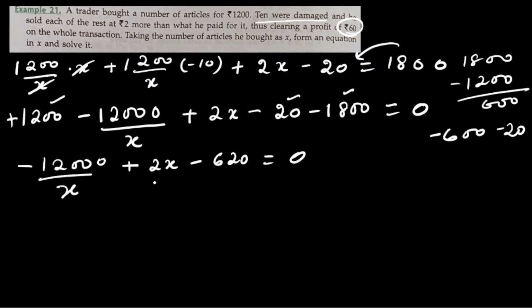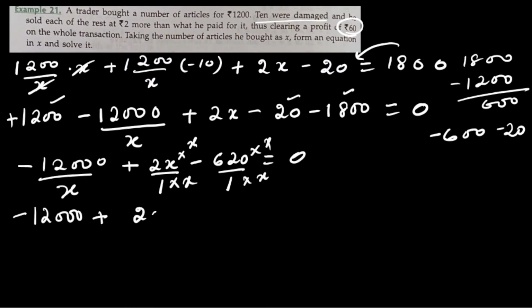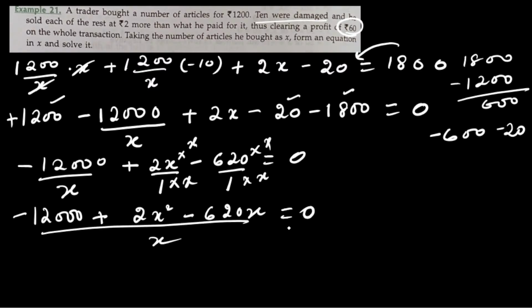Now we can take LCM, because here this is one fraction, this also I'll write in fractional form, this also I have to write in fractional form. Whenever we are writing in fraction, we have to make the denominator the same. So what should be the denominator? The denominator should be x. So these two I am just multiplying their numerator and denominator with x. So what I'll get: minus 12,000 plus 2x square minus 620x by x, which is equal to 0.